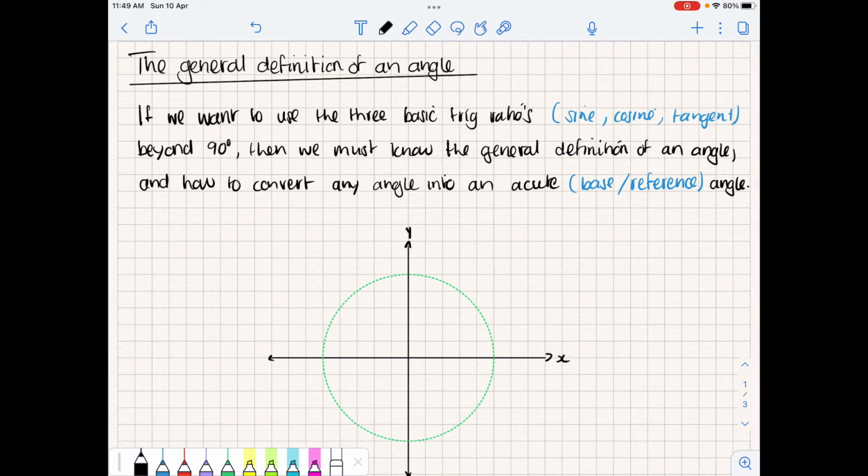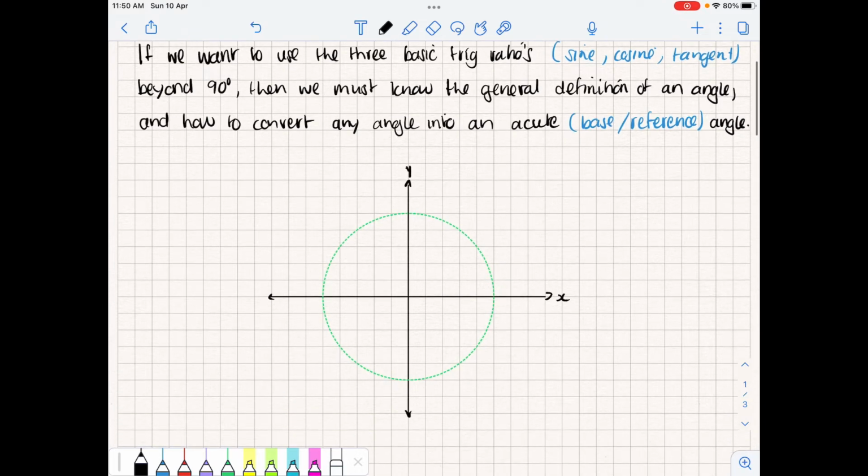If we wanted to use the basic three trig ratios, sine, cos, and tan, beyond 90 degrees, then we need to know what the general definition of an angle is and how to convert any angle into an acute angle, also known as a base or a reference angle. So this will make more sense tomorrow when we take the three trig ratios beyond 90 degrees. But for now, let's just understand what the angle is that we're referring to.